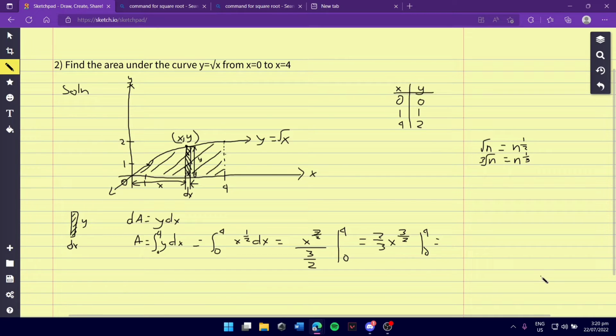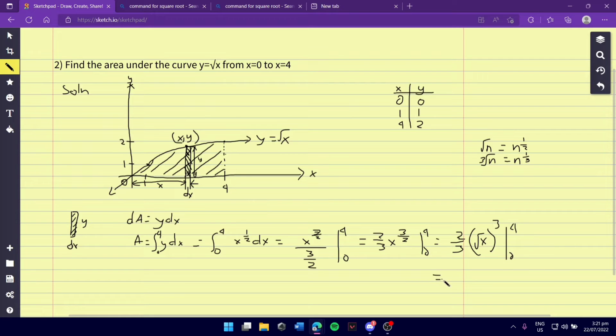So since it is 3/2, if we simplify this, this will become the square root of x raised to 3. That's right, raised to 3. So this will become 2/3, and then square root of x times your square root of x raised to 3 from limits 0 to 4.